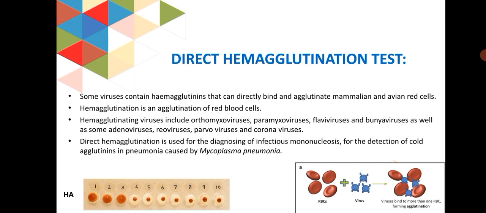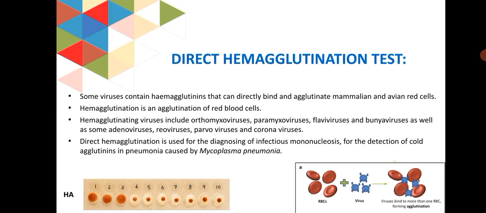Direct hemagglutination test. Some viruses contain hemagglutinins that can directly bind and agglutinate mammalian and avian red cells. Hemagglutination is an agglutination of red blood cells. Hemagglutinating viruses include orthomyxoviruses, paramyxoviruses, flaviviruses, and bunyaviruses, as well as some adenoviruses, reoviruses, parvoviruses, and coronaviruses.